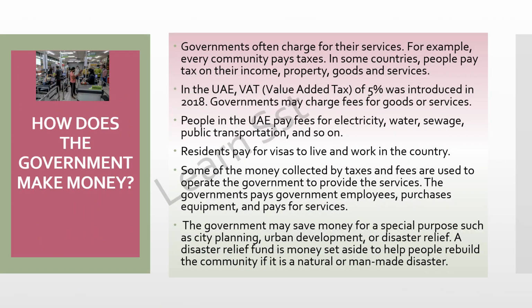Now over here, how does the government make money? Government often charges for their services. Now there is an example which is given over here. Every community pays taxes. Okay, in your building you have to pay the taxes.